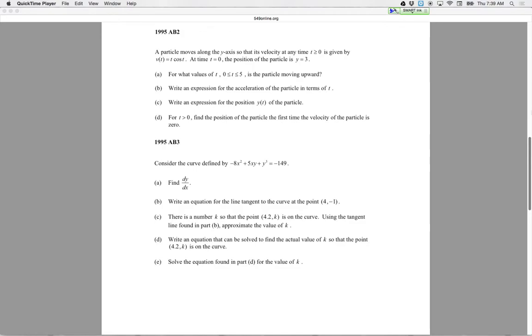You have the curve, negative 8x squared plus 5xy plus y cubed equals negative 149. Hopefully everybody knew what you were going to have to do to answer part A. What do you need to answer part A? You need implicit differentiation. And it's not a related rate problem.